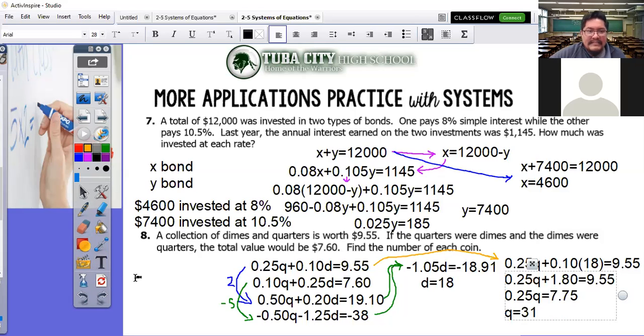And this is a lot easier to write down. So we can say 31 quarters, and the next one would be 18 dimes. There you go. Yeah, it just threw me for a loop on that one right there. I must have pushed the wrong button on the calculator or something, maybe a 5 instead of a 0, and it just didn't work out as well.